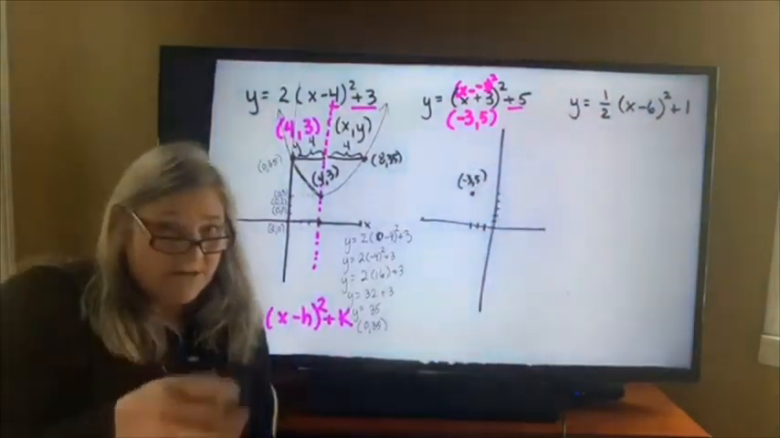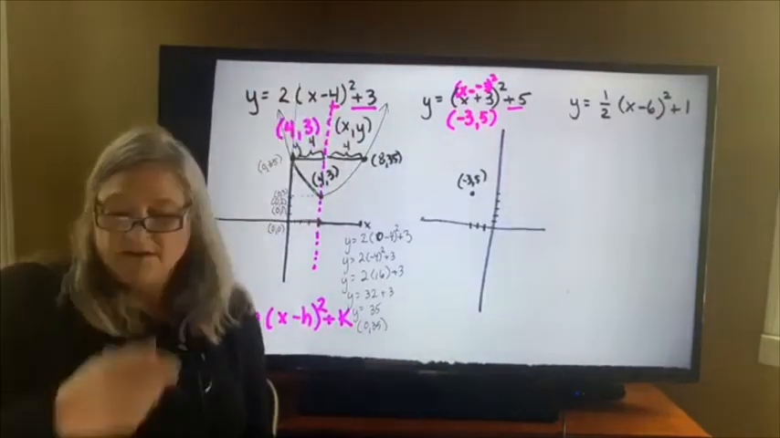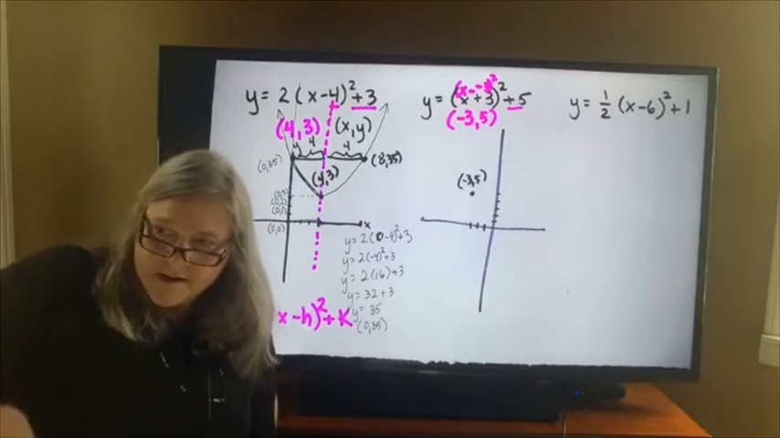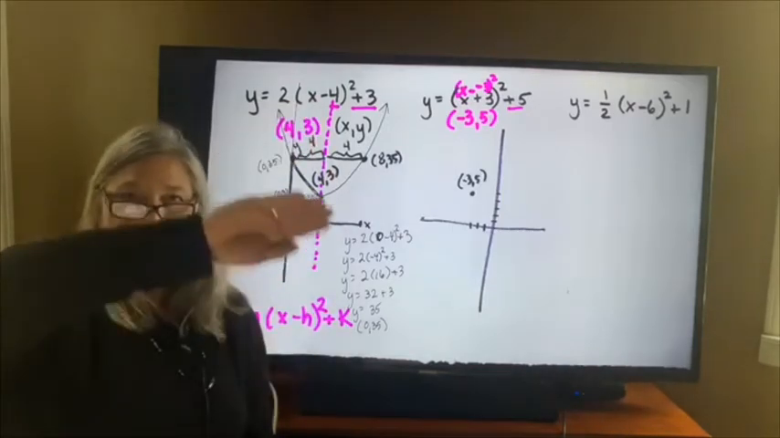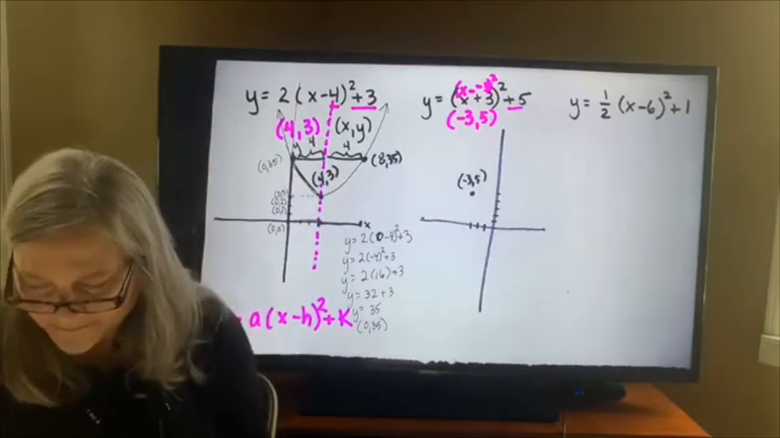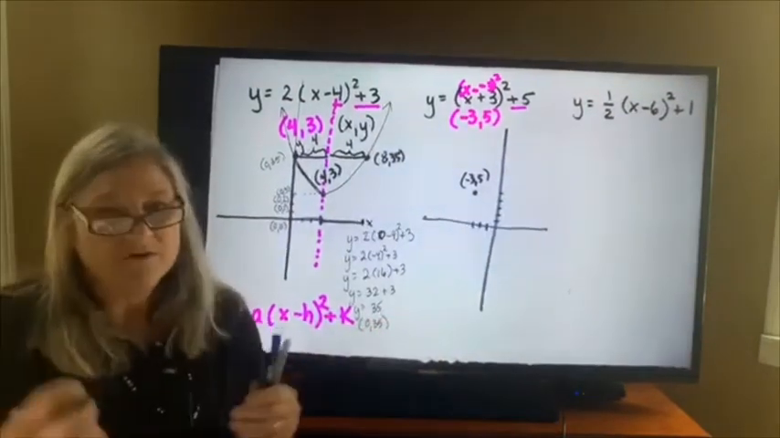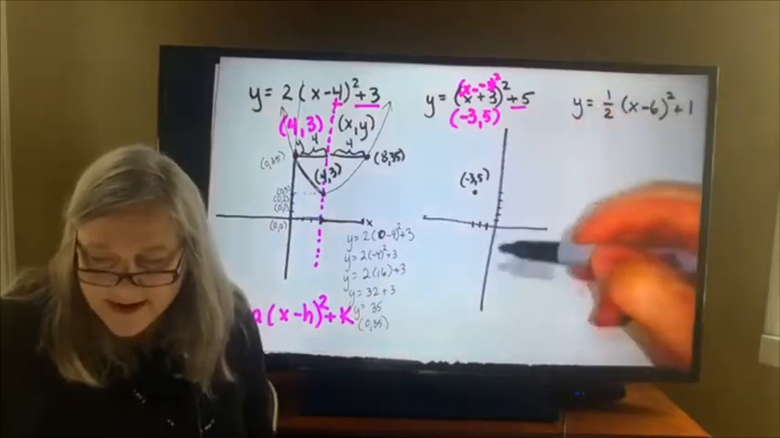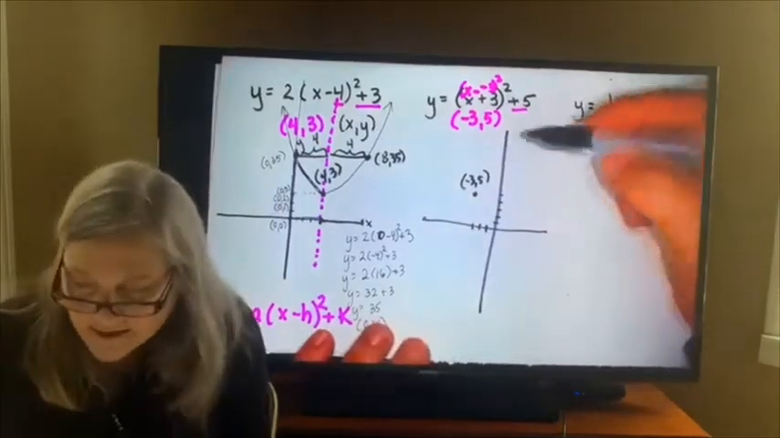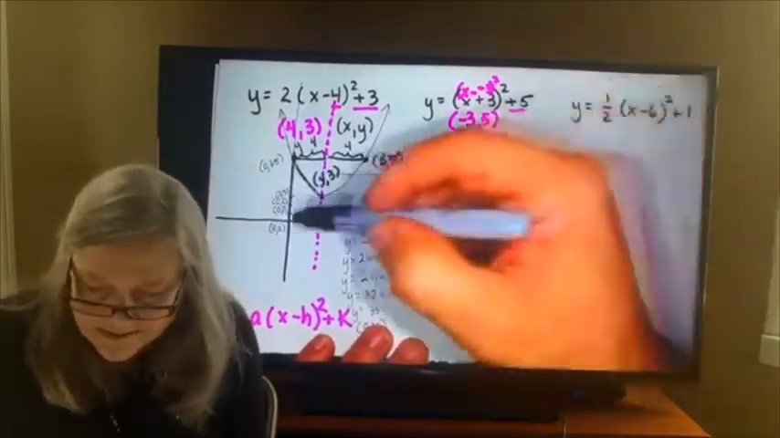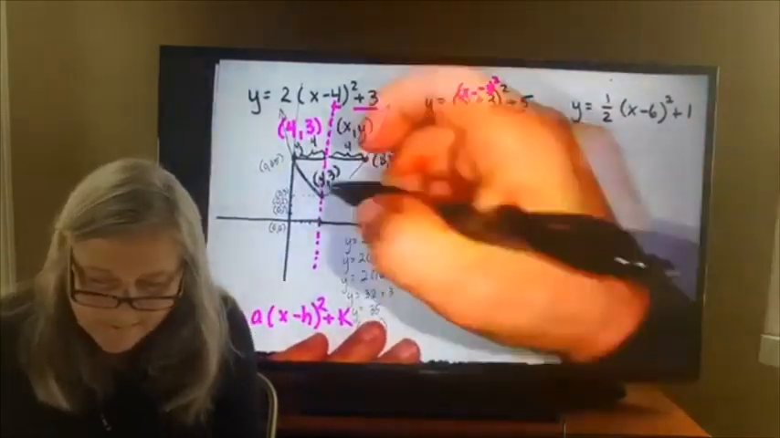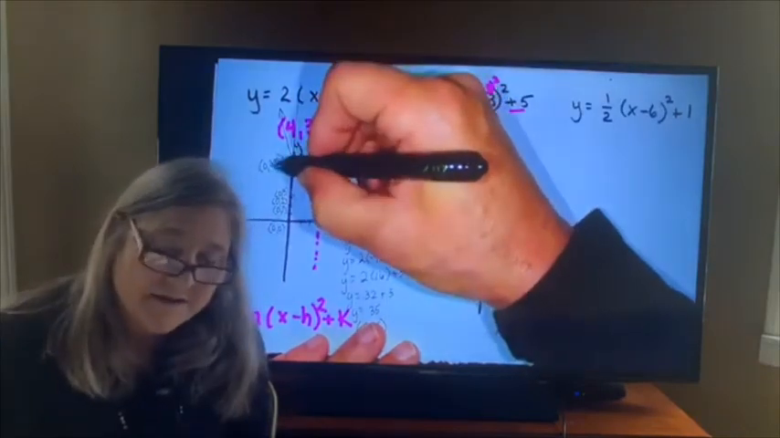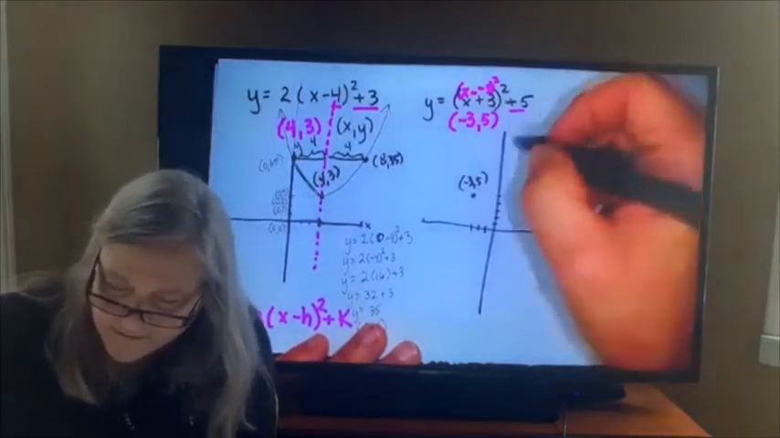What happens at the vertex? It changes direction. If it's going to open up, then it changes from going down to going back up. If it opens down, it changes from going up to back down. Right now, we don't even need to know which way it opens, because we're going to find out where it's going to hit the y-axis. That's the important piece for this. So where does it hit the y-axis? Now remember, when we were doing it over here, we know that at every point on this y-axis, the x value is 0. So I'm just going to plug an x value of 0 in for this.